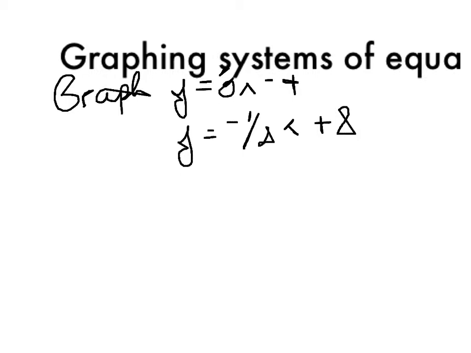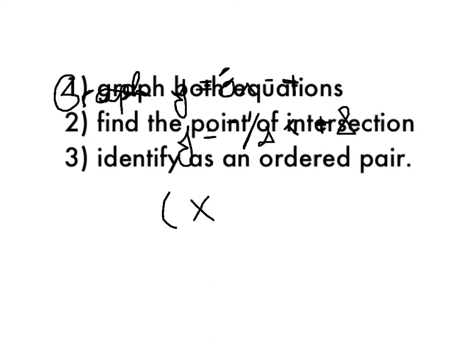If they don't intersect, then you're looking at parallel lines and there's no solution, or possibly they intersect at every single point, they're the same line, infinite solutions. And then you always want to answer as an ordered pair, assuming that they intersect at one point. And so you want to write it as x comma y.